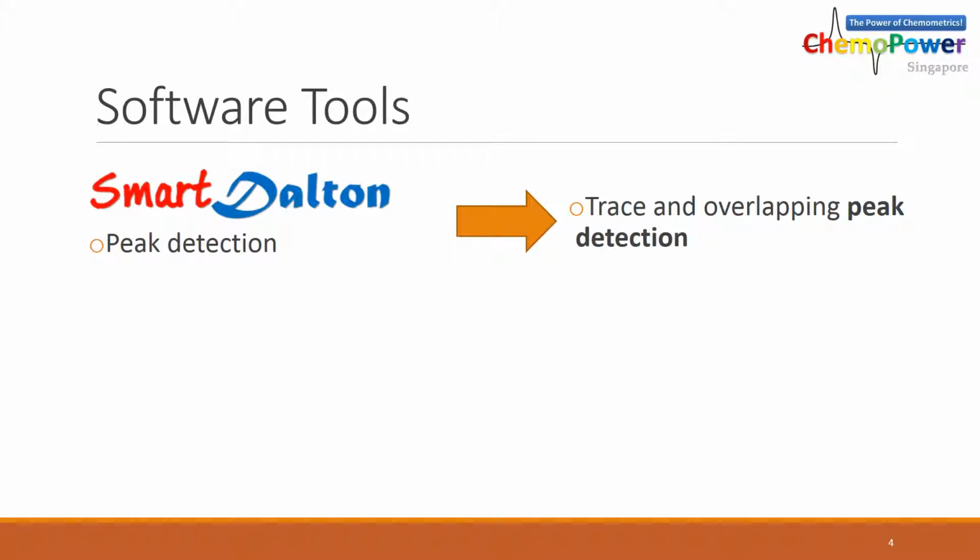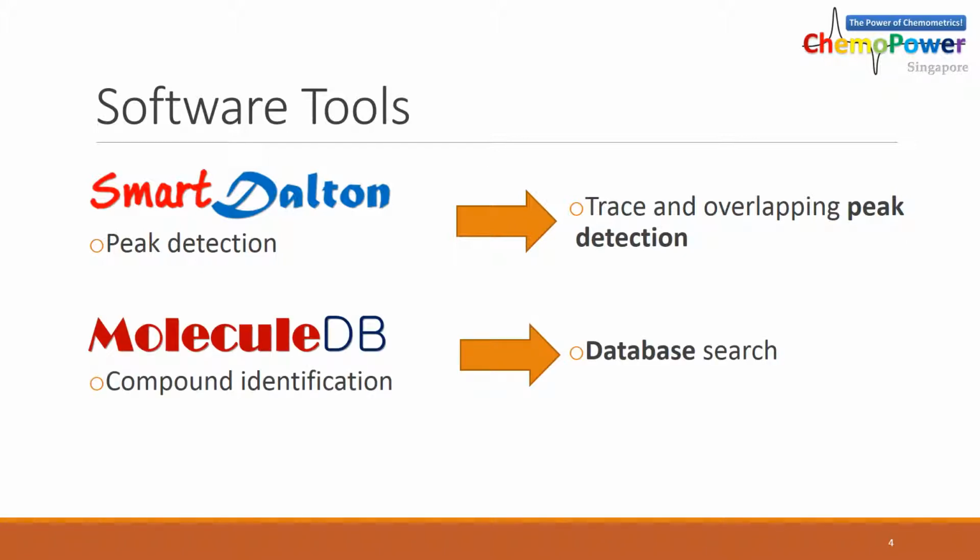Next, the results were sent to MoleculeDB for compound identification. MoleculeDB is ChemoPower's other proprietary software, and it uses an online compound database to identify and match compounds to the peaks detected by Smart Dalton. This allows us to quickly and accurately determine the identity of each compound.